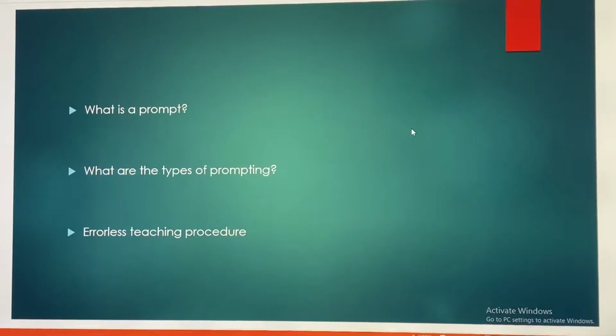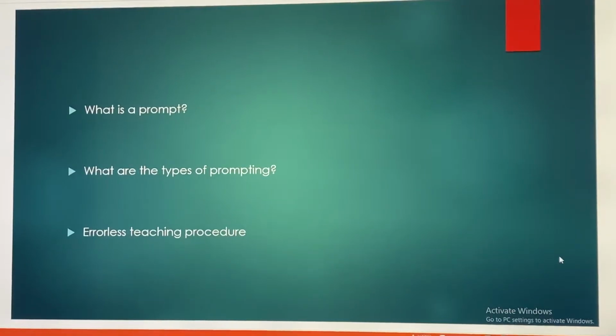So let's talk about prompts. What is a prompt? A prompt is basically a type of guidance that you provide for a learner to learn what exactly it is that we want from them when a stimulus is presented. There are many different types of prompting. The different types of prompting are full physical prompt, partial physical prompt, visual prompts, verbal prompts, gestural prompts, and modeling. So these are all the different types of prompting.